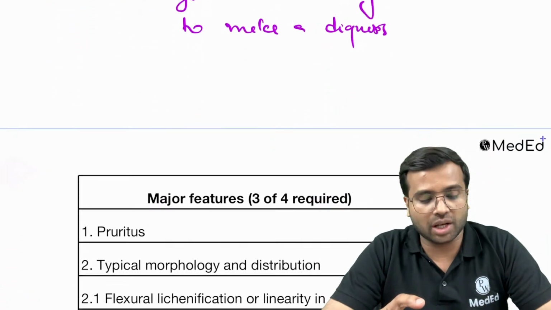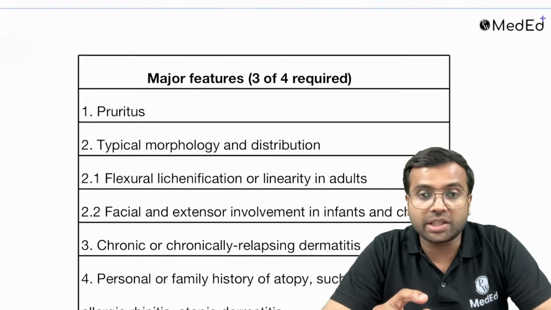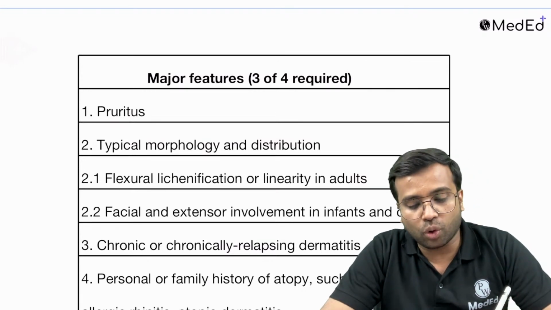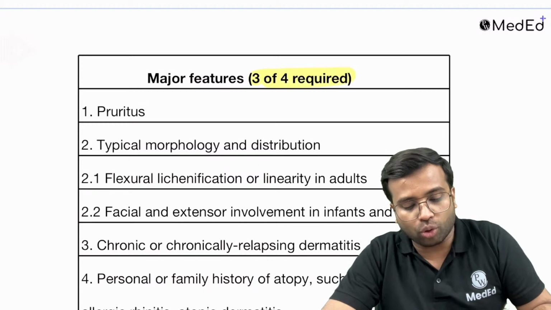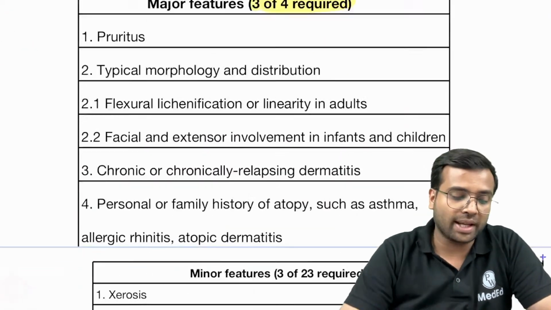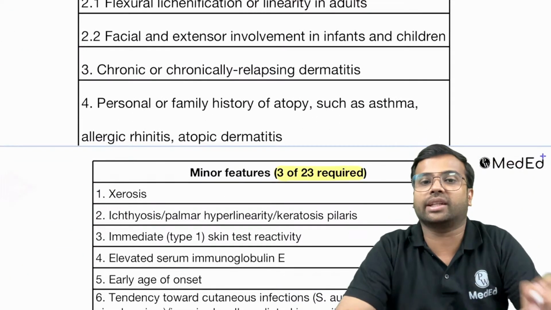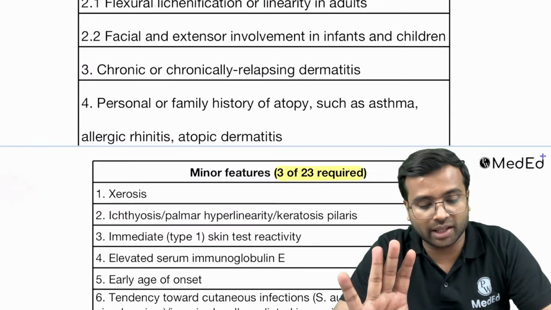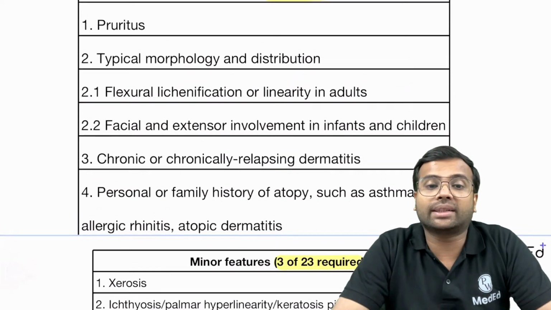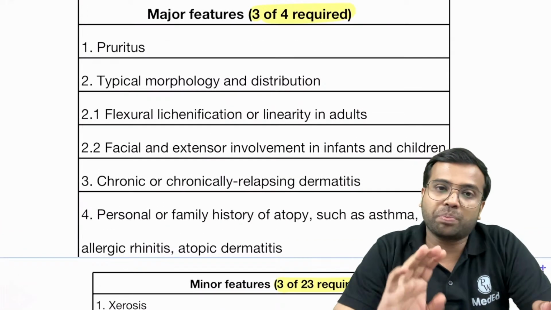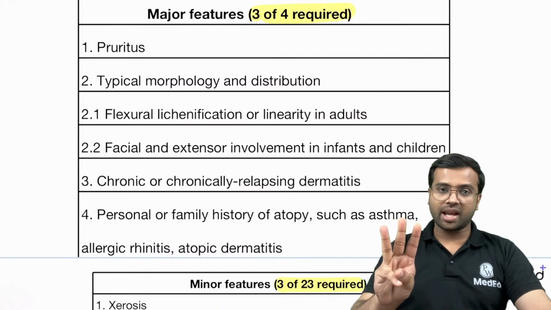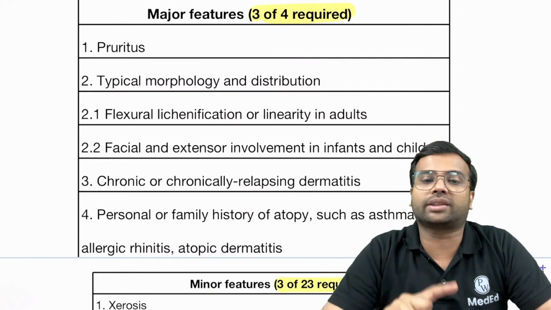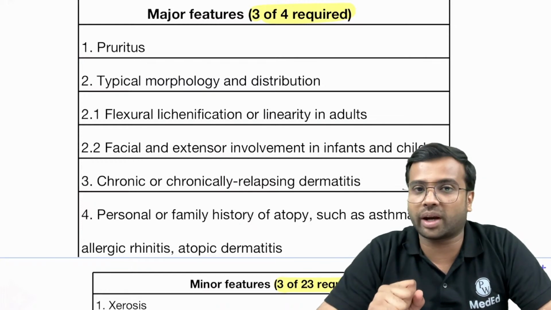In the Hanifin and Rajka criteria, there are major criteria as well as minor criteria. Remember, you have to score at least 3 out of 4 in the major criteria, as well as 3 out of 23 in the minor criteria. So there are 4 major criteria and 23 minor criteria, out of which we should have at least 3 majors and at least 3 minors. So 3 out of 4 and 3 out of 23 is required to make a diagnosis.